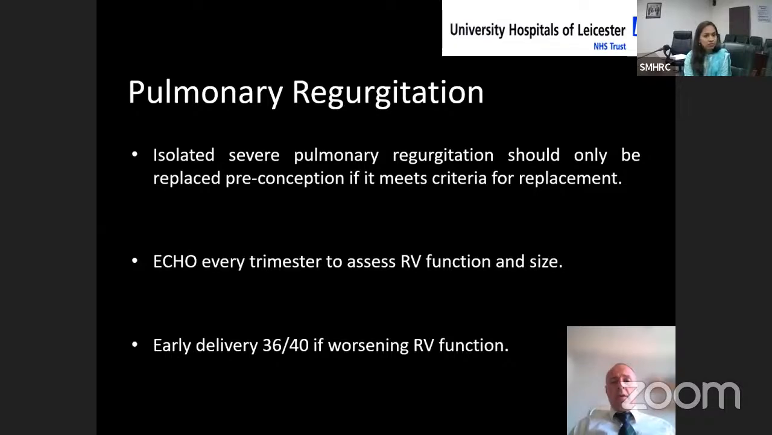Take great consideration if this is secondary to previous Fallot repair, as isolated pulmonary incompetence is unusual. Very rarely are interventions needed, only in situations where the RV starts to struggle, and possibly early induction of labor at week 36. Obviously, sequential echoes are important to monitor the situation of the right ventricle.